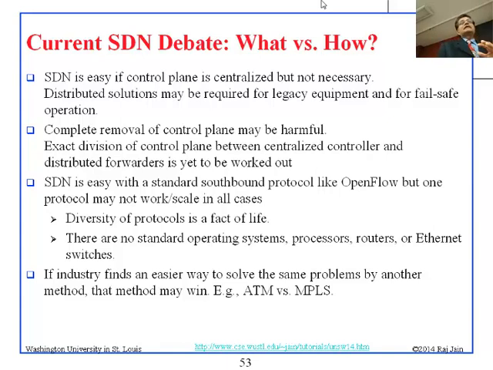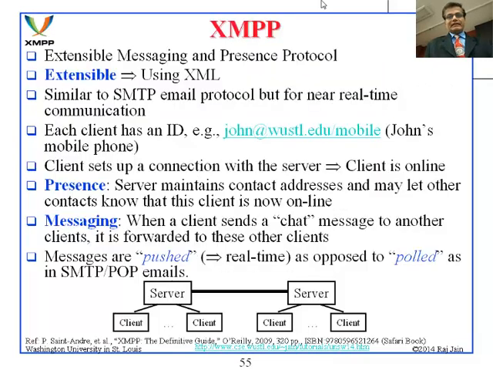And history has told us that if the industry will find an easier way to get there, the goal is good. SDN is going to happen. But how it will happen, what it will look like, is the question mark. And so let's talk about some of these protocols, then we'll come back to the centralization issue.